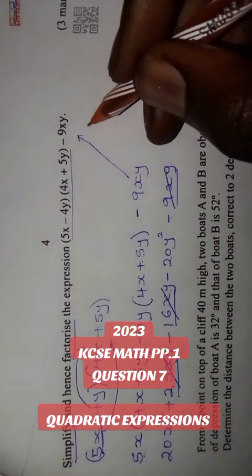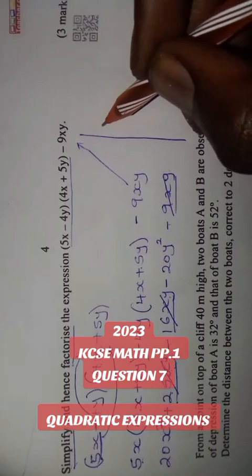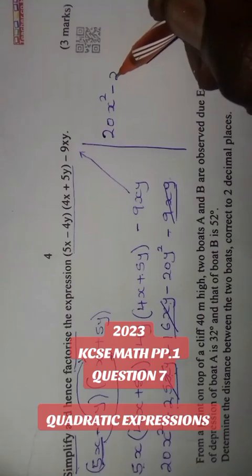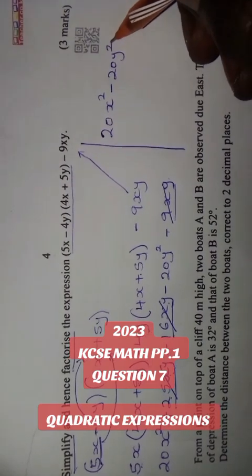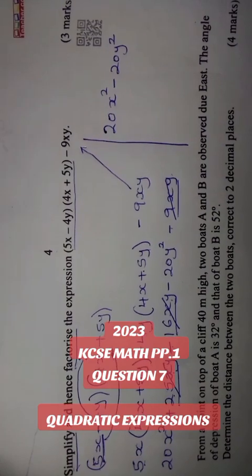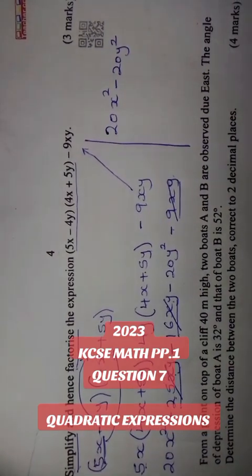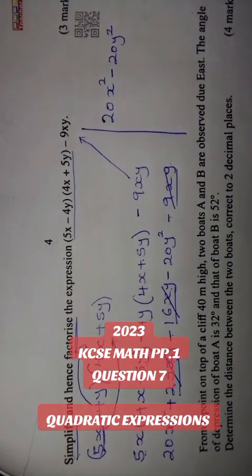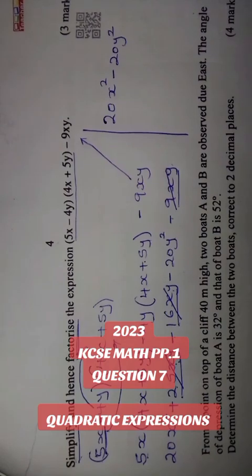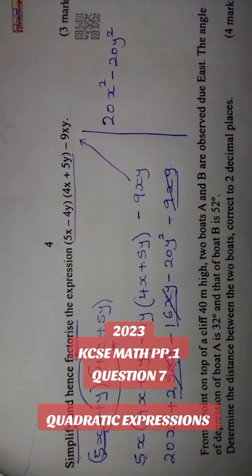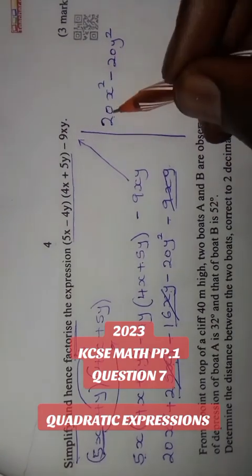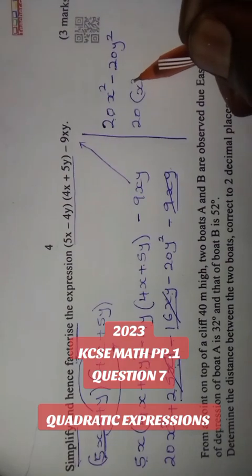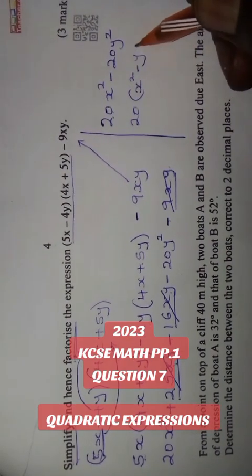I'm now going to remain with 20x squared minus 20y squared. If I was told to simplify, I would leave my answer like that. However, an additional instruction is to factorize, which means I'm supposed to put it in the form of its own expression. So there's a common value here, which is 20. So 20 goes out, then x squared minus y squared.